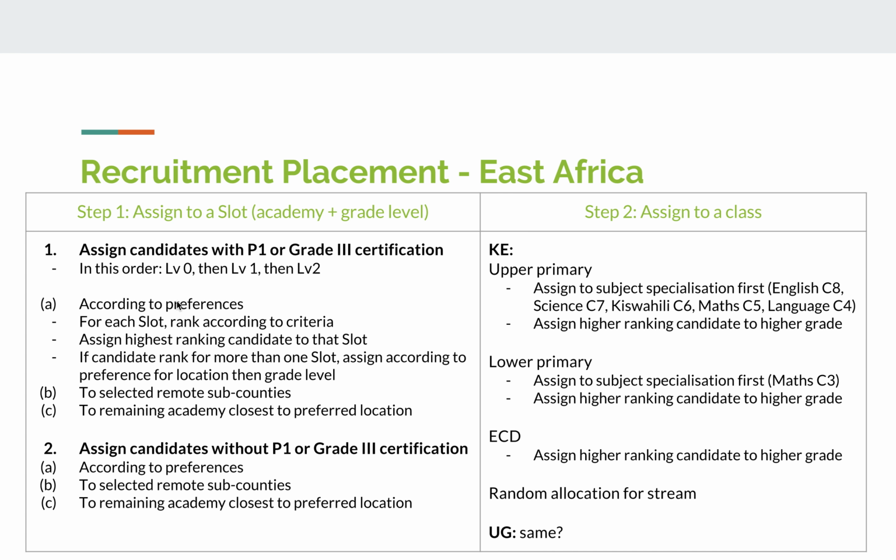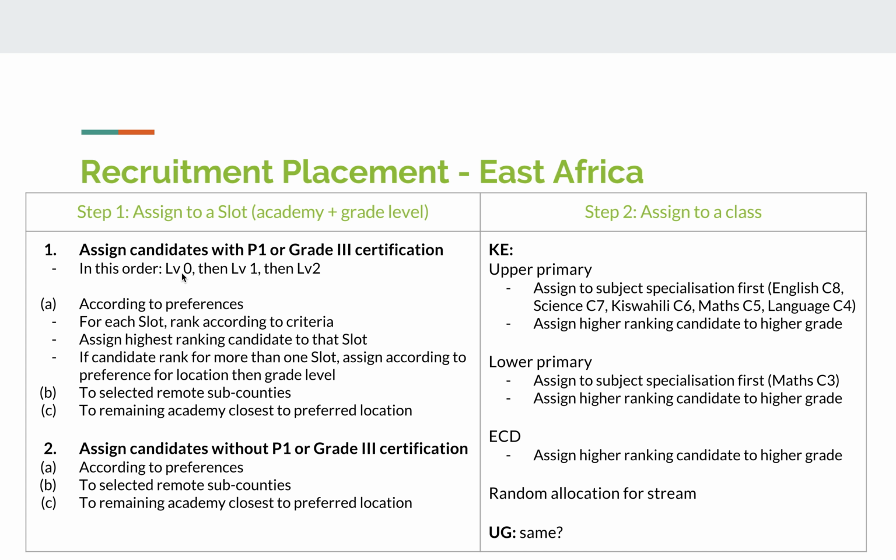After we do the ranking, in P1 and grade 3 certification for East Africa, there is also a difference between which level they are. This is an internal term that we give them, level 0, level 1, level 2, which just means the level of the certification that they get. Level 0, I think, is a certification that's issued by the government and they're registered with the government. Level 1 is they have that teacher qualification, but their certification is just not as good as level 0. So we are always assigning them also according to this order.